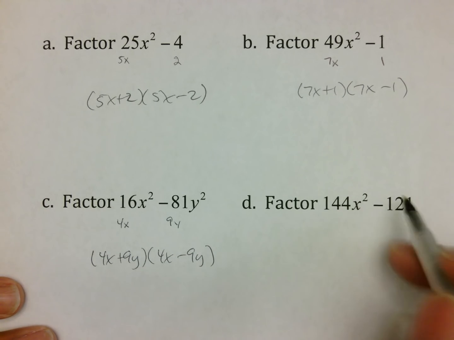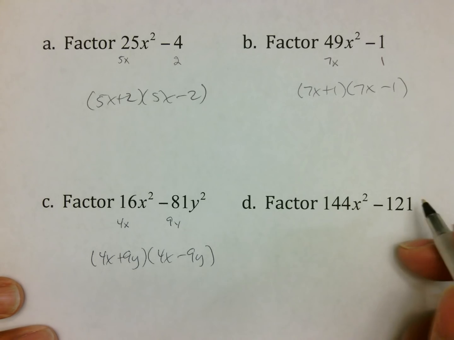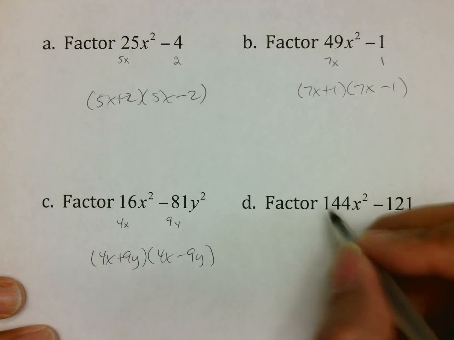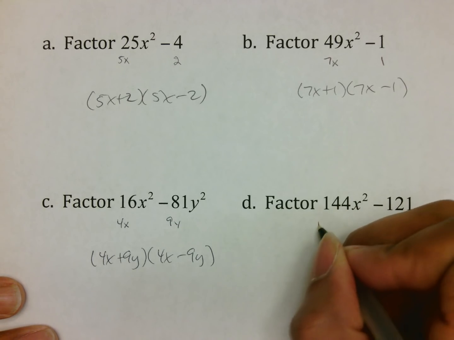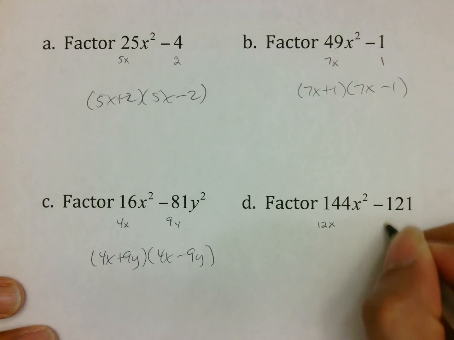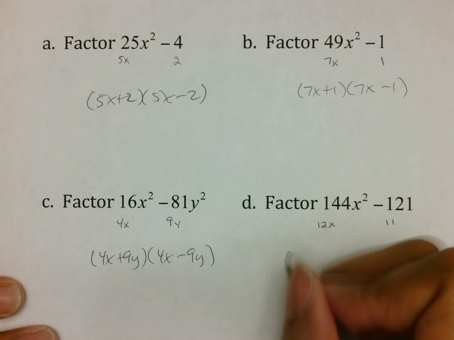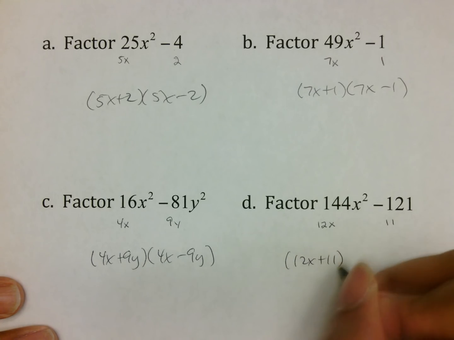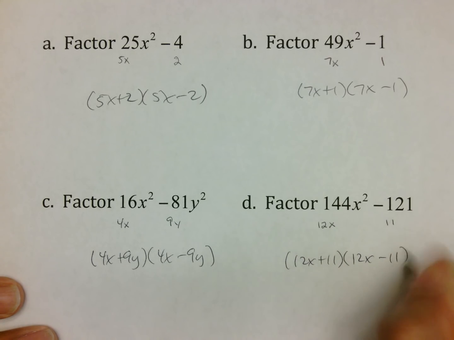And even with a big number like this, 144x squared minus 121, I know that the square root of 144 is, if you use your calculator, 12. X squared is x times x. 121 is 11 times 11. And so I put 12x plus 11, 12x minus 11.